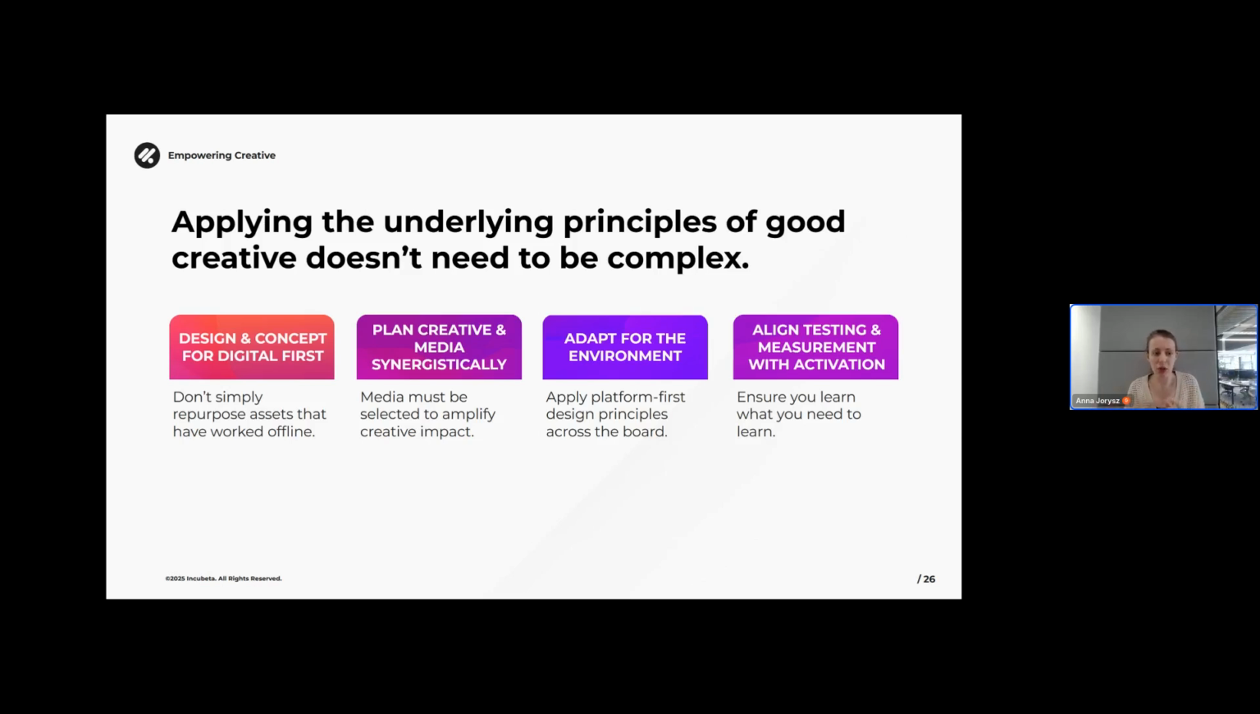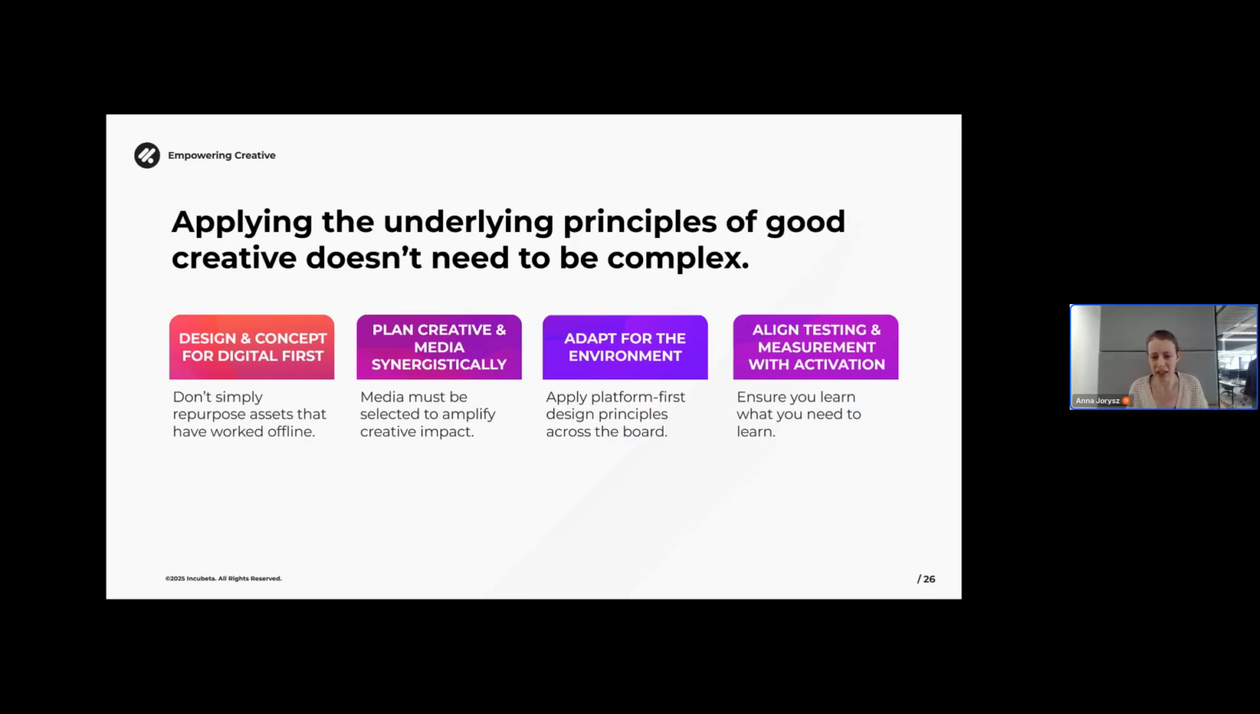Adapting for the environment. So even once you've got to a point where it works for digital, making that creative really play for the right place. So an example with digital video, for example, is the differences between a YouTube video and a paid social video and a CTV video, right? Those can have broadly the same concept, but they all need very different executions. And that's before you start getting into platforms like display.